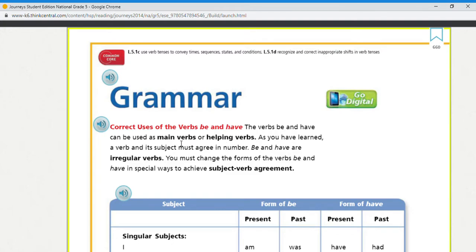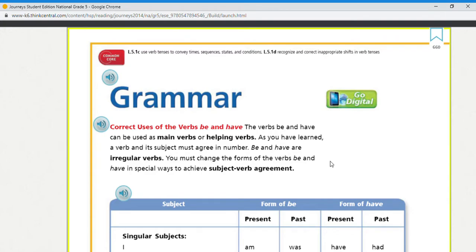So main verb, it's the verb that the subject is doing. Okay, while the helping verb, it helps the reader to know when the action of the main verb is done. So, guys, as we know, when we talk or write any sentence, we must make an agreement between the subject and the verb and number.